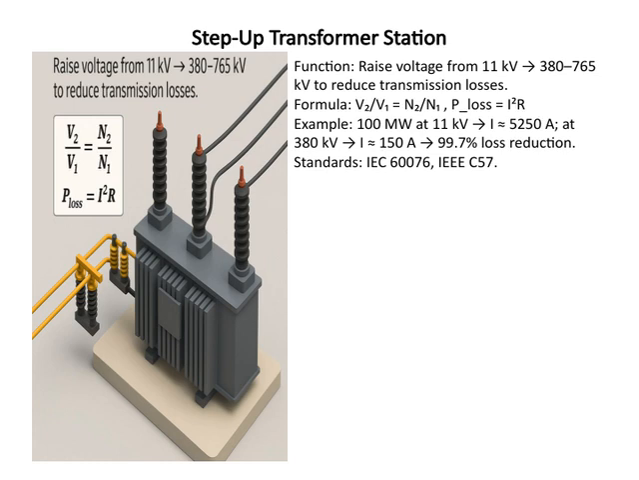Another important point is the reduction of power losses. When we increase the voltage, the current decreases, which significantly cuts down on I²R losses. That's the resistive losses in the transmission lines. For example, if we have a 100 MW load at 11 kV, the current is about 5250 amperes. But at 380 kV, the current drops dramatically to around 150 amperes, resulting in nearly 99.7% loss reduction.